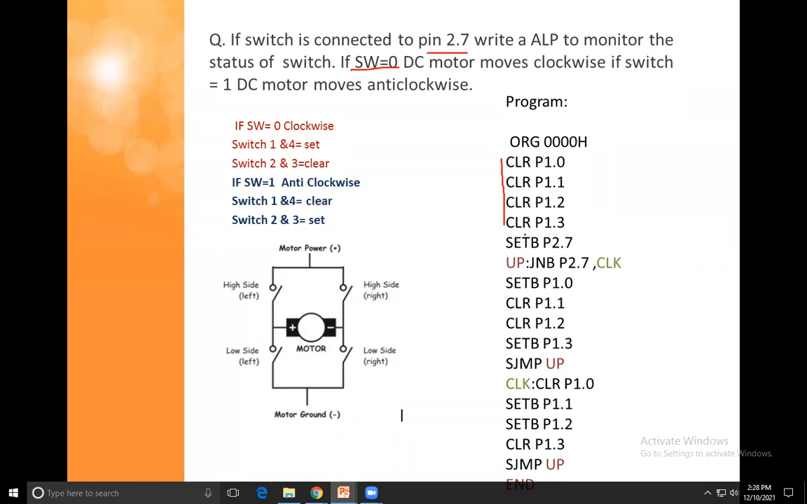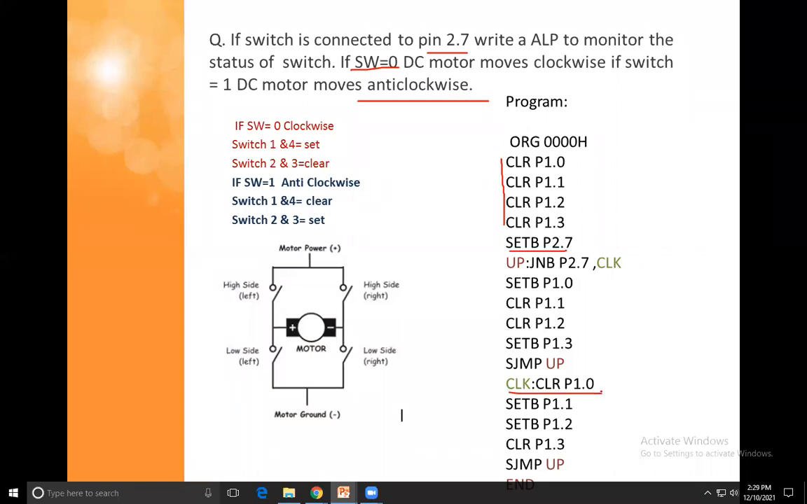Then next, set bit 2.7. Set bit 2.7 means you have to turn on the switch, so that you can rotate the motor. If it is one, the motor moves in the anti-clockwise direction. If the bit 2.7 is set, then it will go to the next line. We'll discuss this next time. Then, jump if not bit, P2.7 comma CLK.